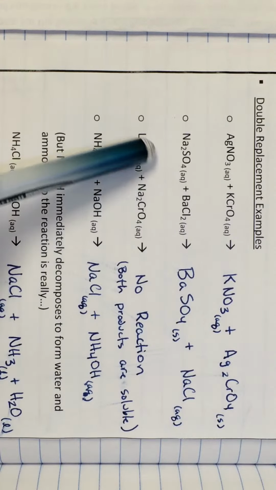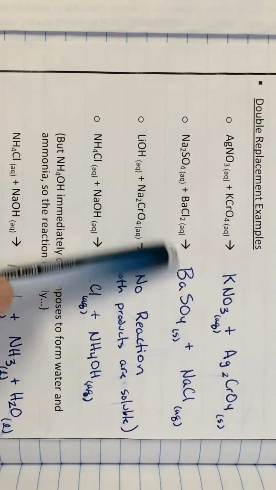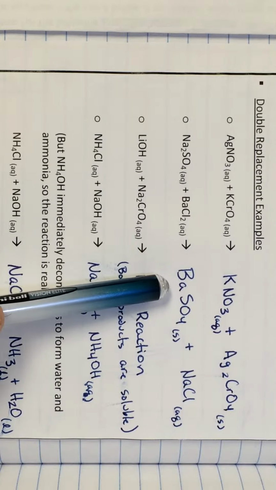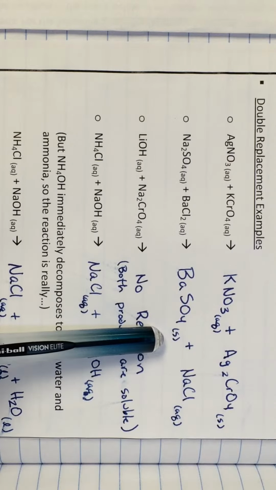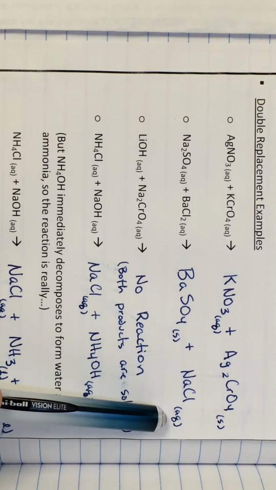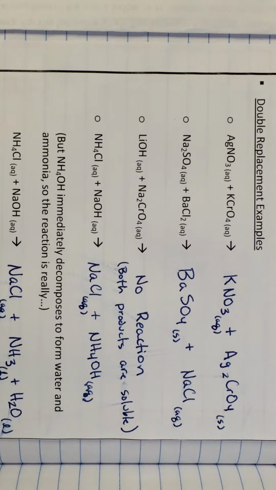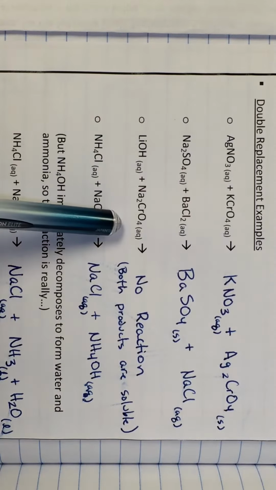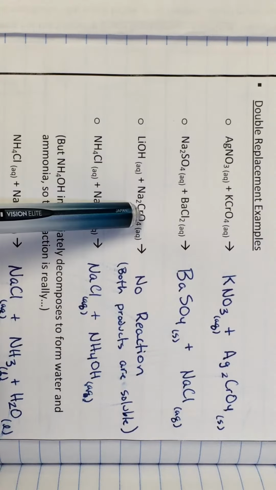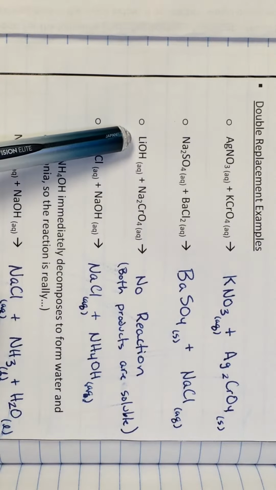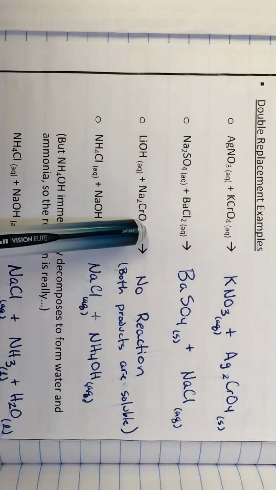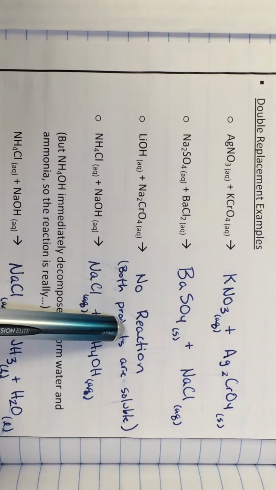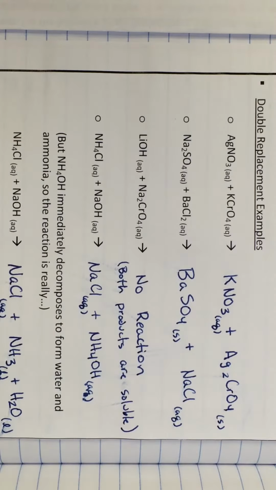Our next equation is between sodium sulfate and barium chloride. It produces barium sulfate, which we'll learn from our reference materials is insoluble, so it's a solid, and sodium chloride, which is soluble, so it's aqueous. Then we have lithium hydroxide plus sodium chromate. This should form lithium chromate and sodium hydroxide, but both of those products are soluble according to our solubility chart. So we're going to say that in fact no reaction occurs.